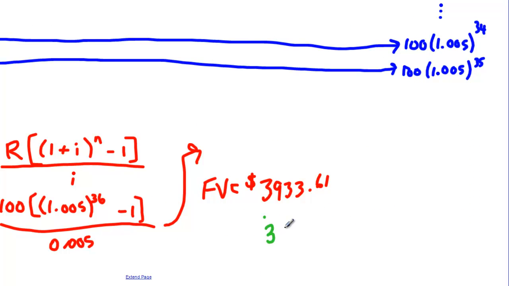So 3,933.61 subtract the 3,600 that he himself put in, and we're left with an interest amount of $333.61. That's not bad. I'd like to earn $333.61 just for putting money into a bank account.